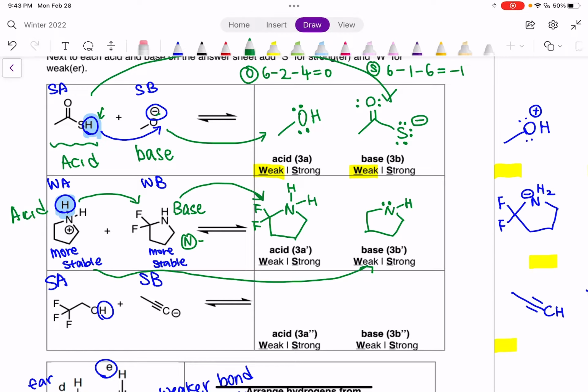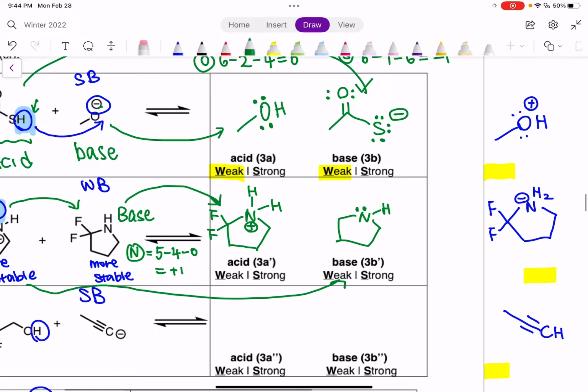Nitrogen, the formal charge is 5 minus 4 bonds, minus 0, which is plus 1. So here we have a plus sign. And for the right-hand side one, the nitrogen is equal to 5 minus 3 minus 2, which is 0. So there's no formal charge on top of it.